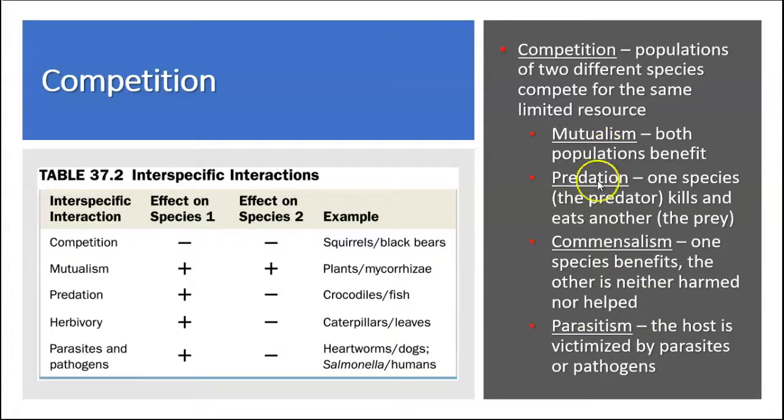So just for some definitions here, mutualism, both populations benefit. In predation, one species kills and eats the other. Okay, the predator and the prey. In commensalism, you have one species that benefits and the other one is neither harmed nor helped. And then parasitism, of course, the host is harmed by the parasite or pathogen.